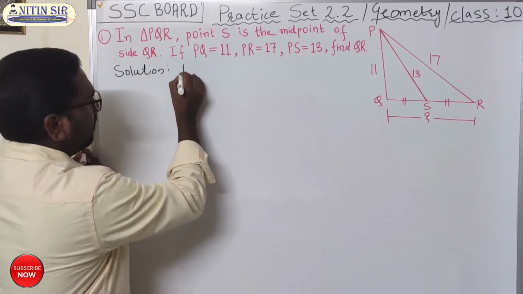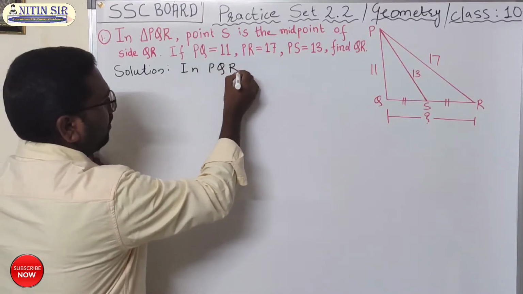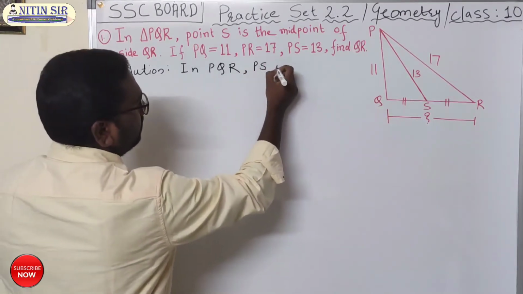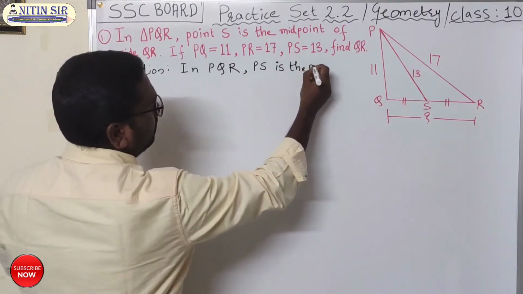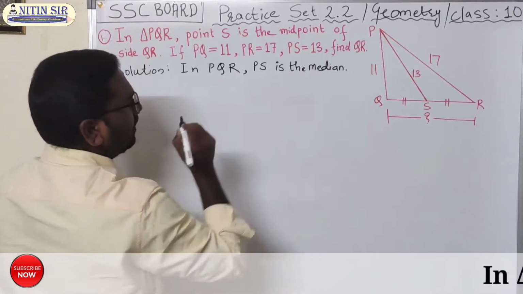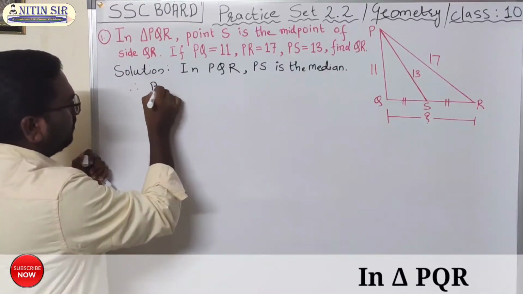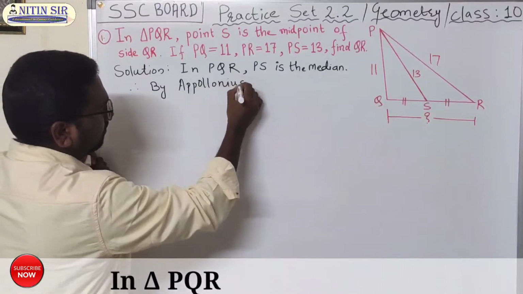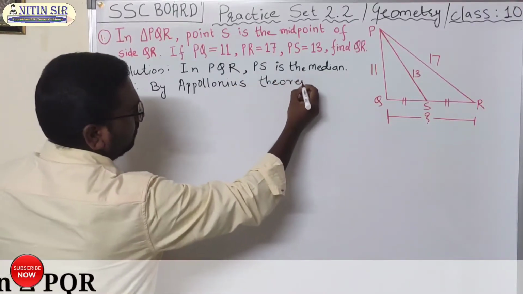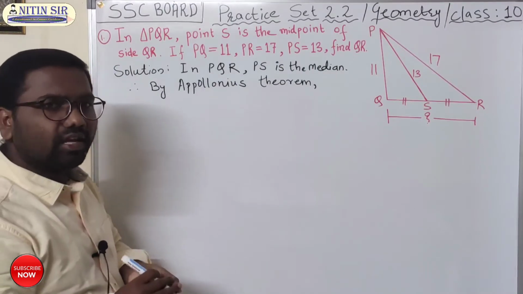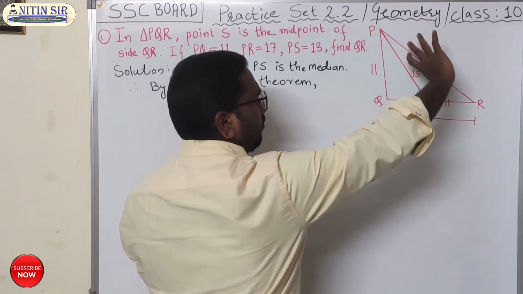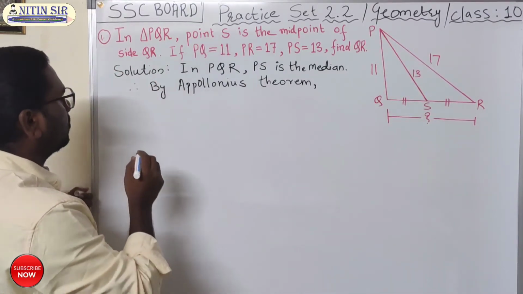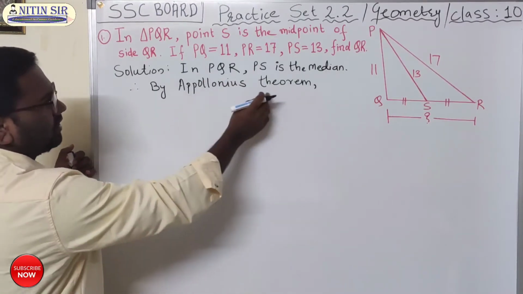In solution we can say in triangle PQR, PS is the median, therefore by Apollonius theorem. What Apollonius theorem says: PQ square plus PR square is equal to 2PS square plus 2QS square. So we are going to start the solution by Apollonius theorem.